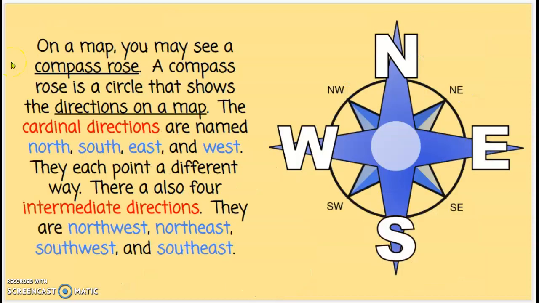On a map, you may see a compass rose. A compass rose is a circle that shows the directions on a map. The cardinal directions are named north, south, east, and west. They each point a different way. There are also 4 intermediate directions. They are northwest, northeast, southwest, and southeast.